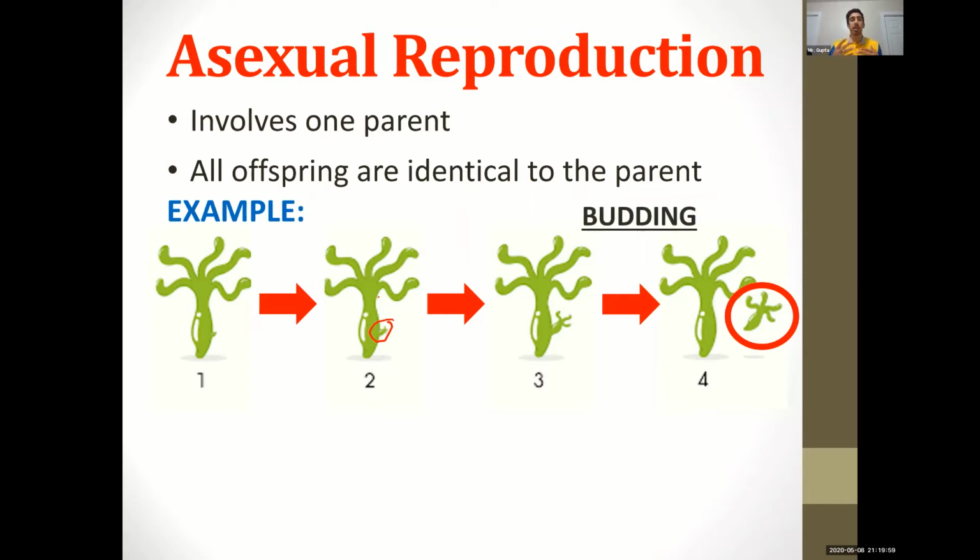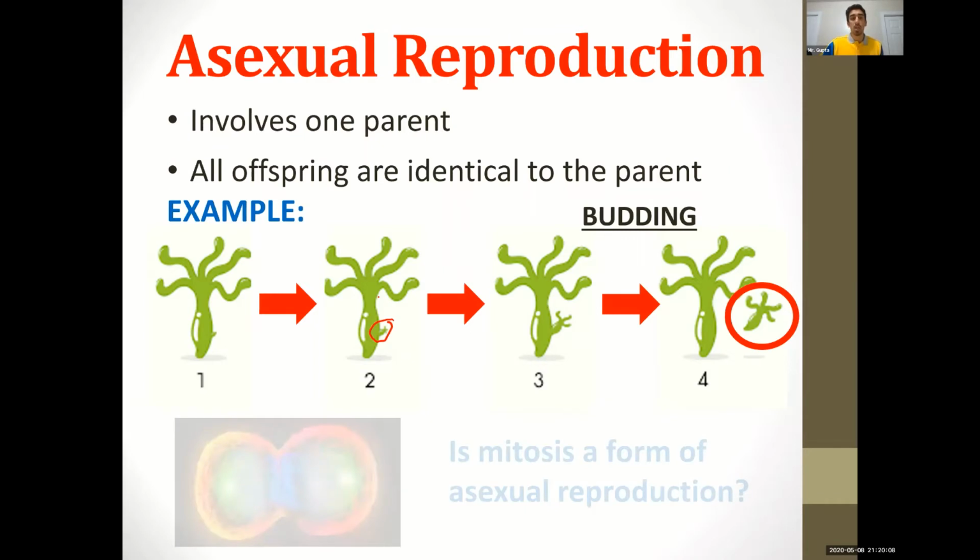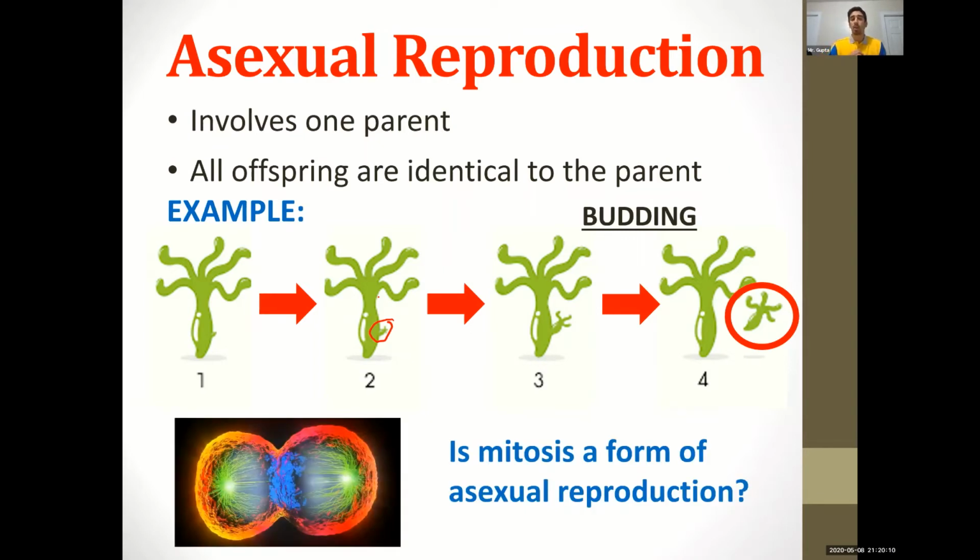There are different methods to reproduce asexually. One of them is budding. There are others that we'll cover right now. But before doing that, I have a question. Is mitosis a form of asexual reproduction?